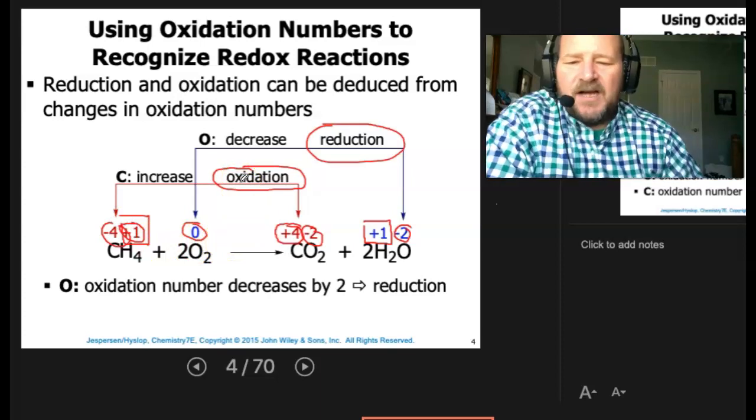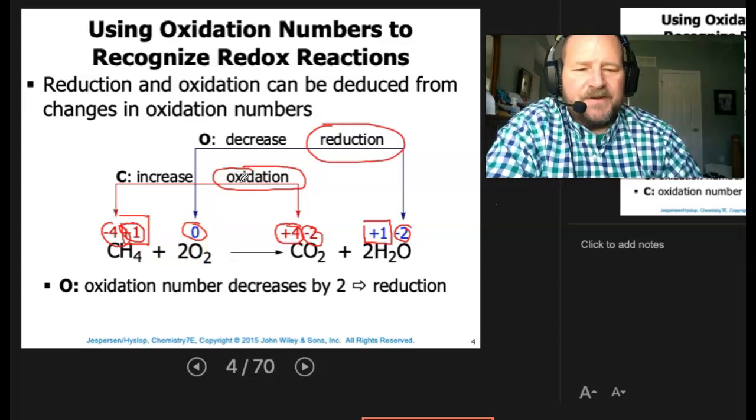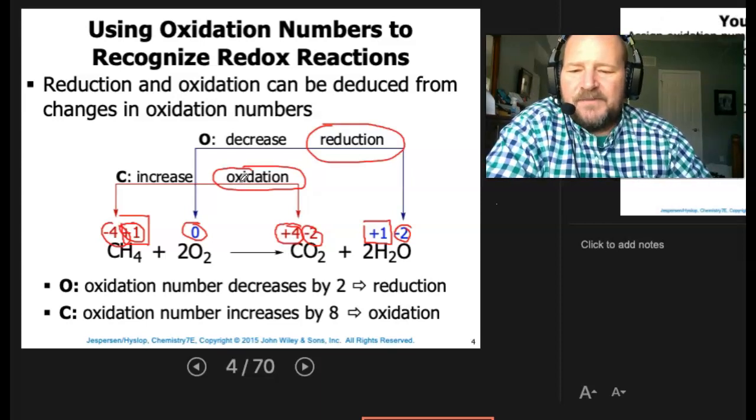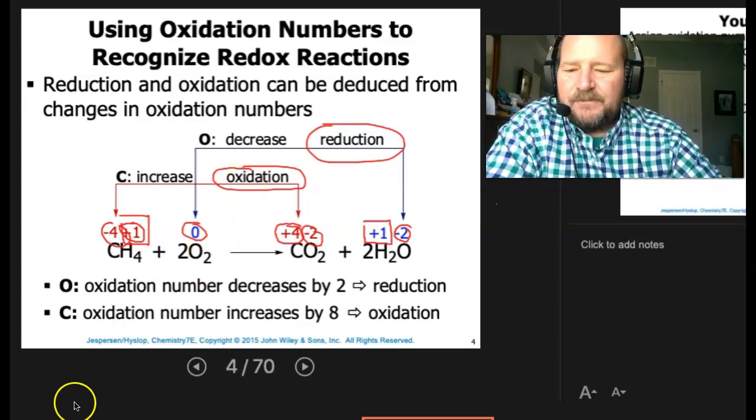The oxidation number then for oxygen decreases by 2. That's going to be reduction. Carbon went from -4 to +4. So that's going to be an increase of 8, and that's going to be our oxidation.